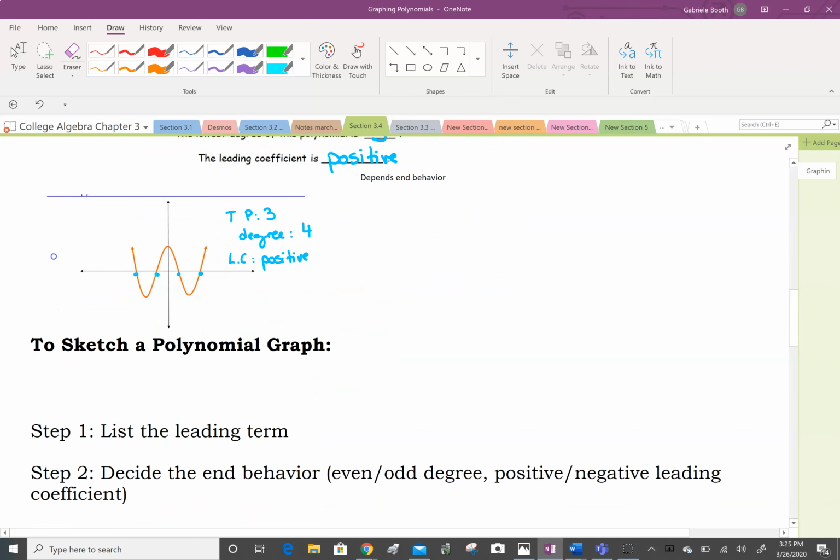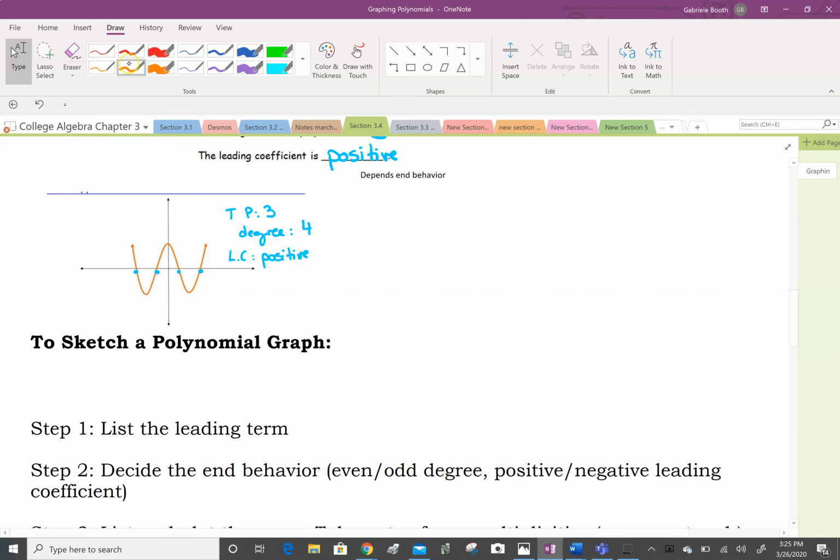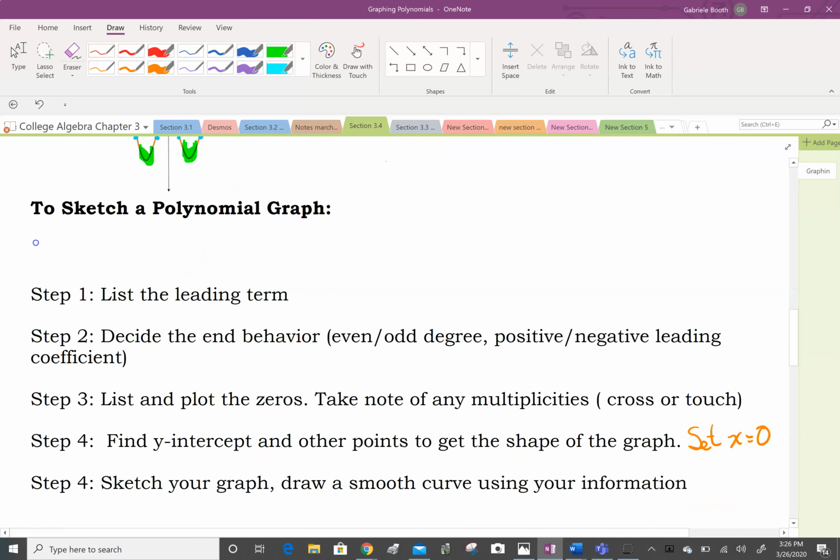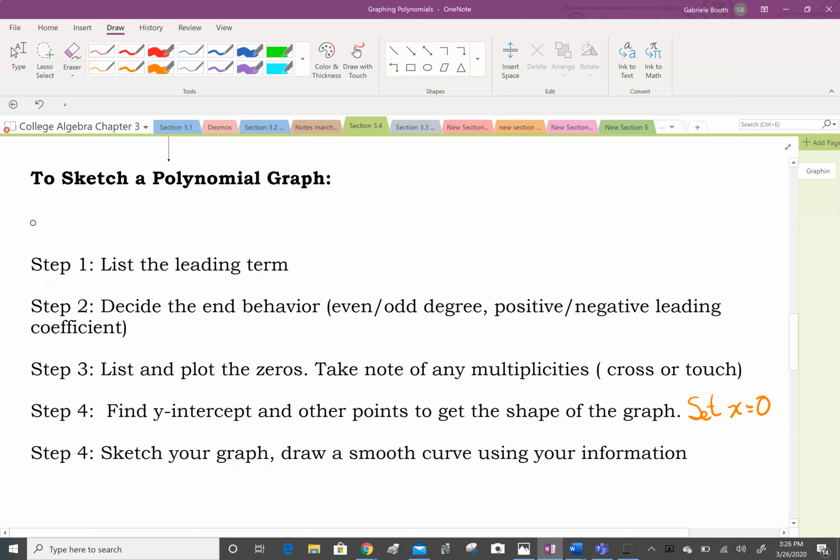Let's take a quick look at this graph here. Now, how many turning points do you see? 1, 2, 3. There are 3 turning points. That means the degree of this polynomial is at least 4, 1 more. And we also see that the end behavior on the left-hand side and on the right-hand side is up. So that tells me we have an even degree, positive leading coefficient.